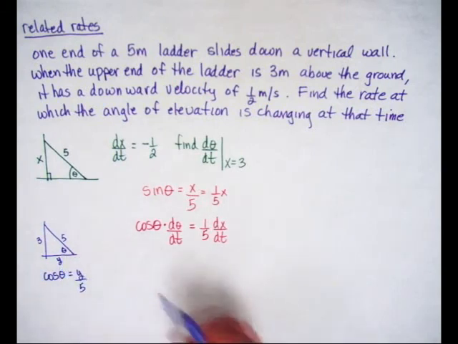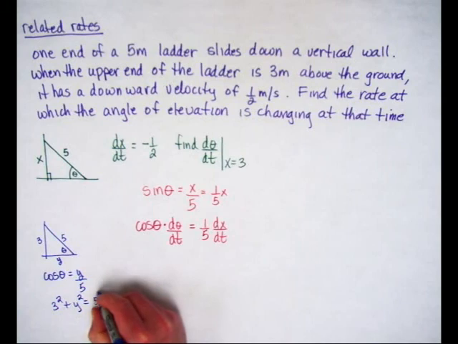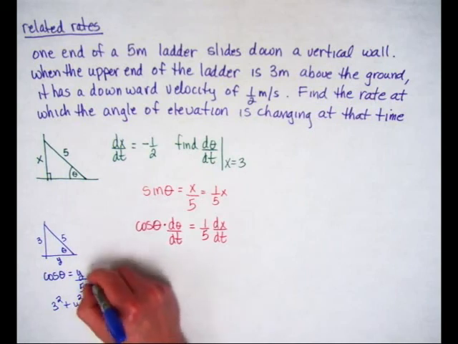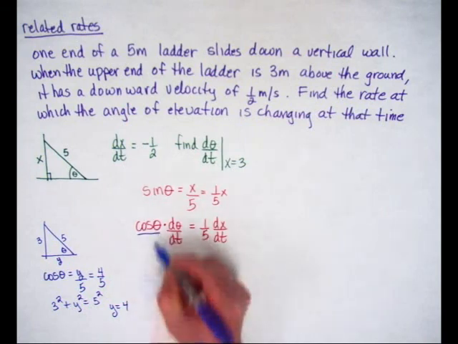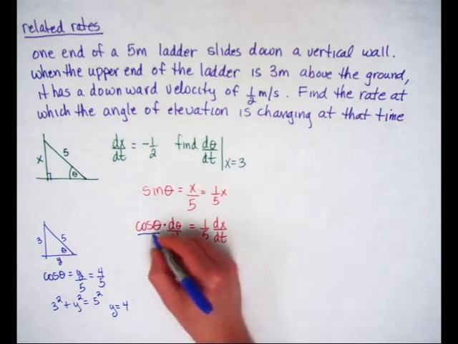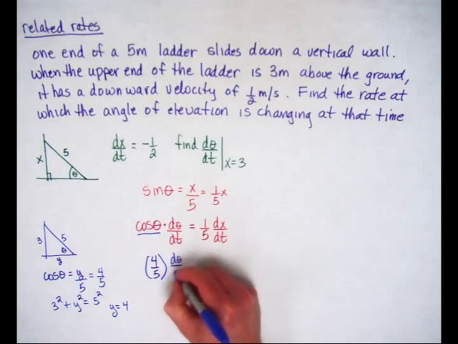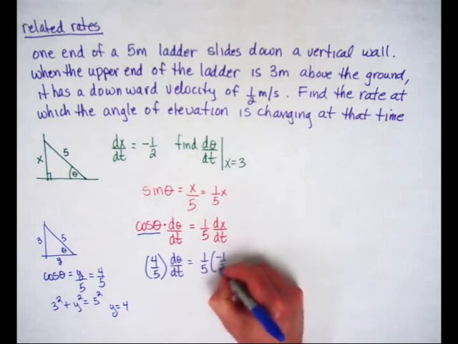Now you may recognize the triangle, and if it's a Pythagorean, they're called Pythagorean triplets, where all the values are whole numbers. If you don't recognize it, you can just do 3 squared plus y squared equals 5 squared. But y will turn out to be 4. It's a 3, 4, 5 triangle. So the cos of theta is 4/5. Notice that we don't have to actually find theta. We just need to know the cos of theta in our differentiated function. So the cos of theta, at the moment we're solving the problem, is 4/5 times dθ/dt equals 1/5 times -1/2.